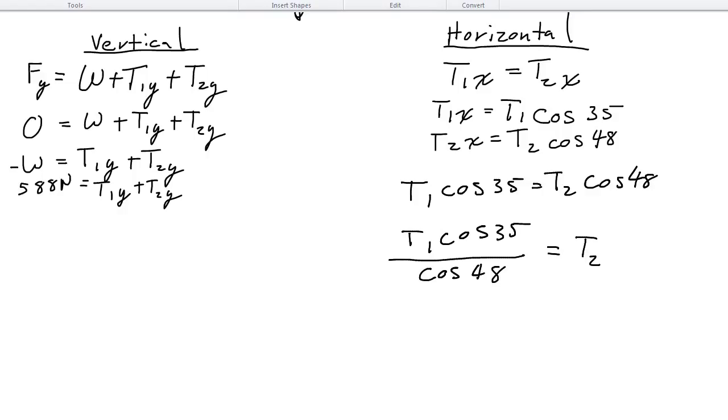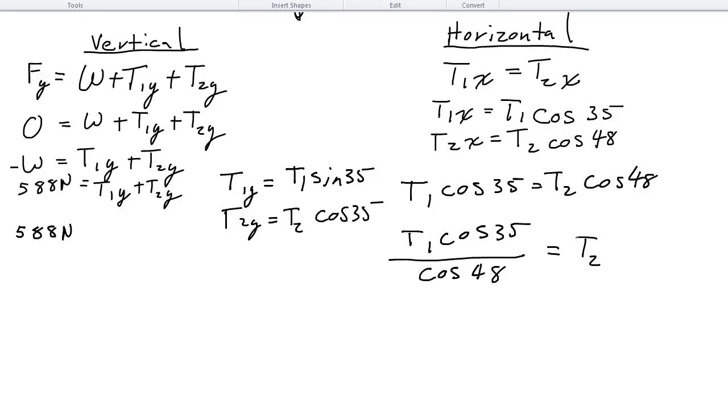And so I can then come back to my vertical components over here. And so these aren't in terms of T1 or T2. These are in terms of T1's components and T2's components. So I can substitute in T1 and T2. So I know that, for example, T1y is equal to T1 times the sine of 35. And I know T2y is equal to T2 times the cosine of 35. Okay, so I can substitute those in.